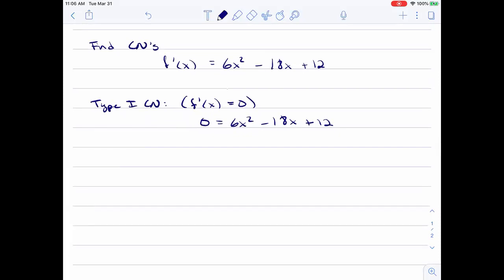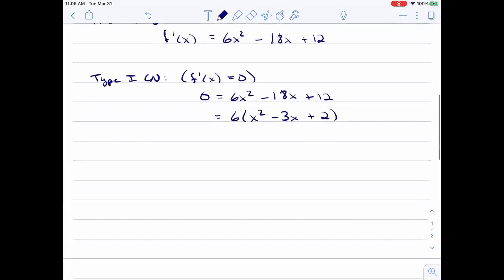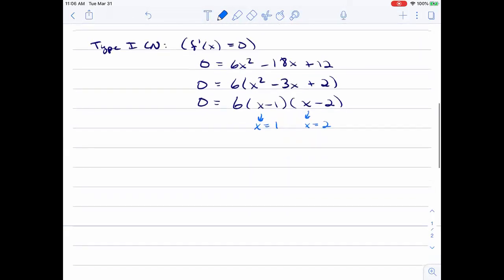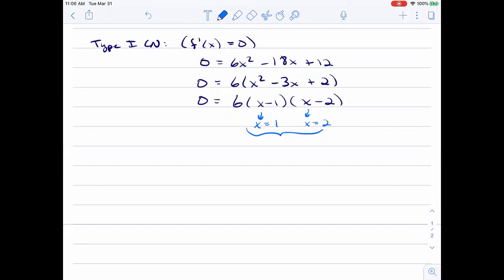I see a common 6 that I can pull out, so I get 6 times (x^2 minus 3x plus 2). That's going to make it easier to factor. So I've got 6 times (x minus 1) times (x minus 2). So here, x equals 1 and x equals 2 are critical numbers.